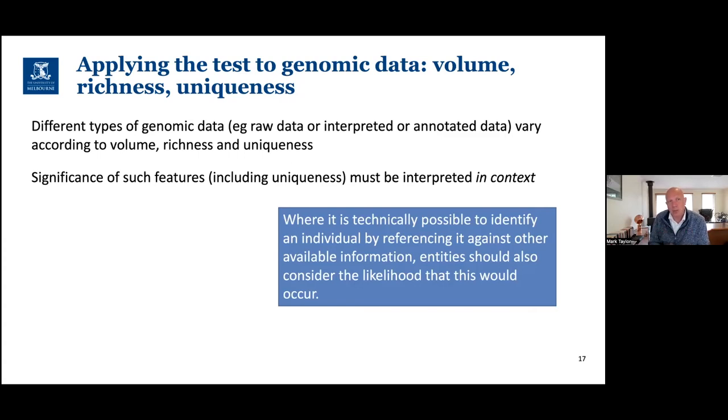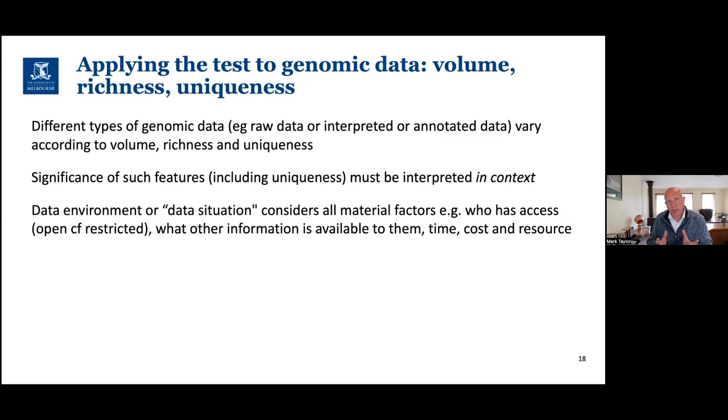But the technical possibility, the fact that it's theoretically possible, isn't enough to categorize something as personal information from a legal perspective. If an individual is not identified already, the question is whether or not they are reasonably identifiable. And you have to consider the likelihood that this is going to occur, not just the technical possibility. So you have to look not only at the data, its richness, its volume, and its uniqueness, but you must also consider the data environment or the data situation within which the data is held, considering all these other material factors, some of which I've already referred to, factors such as who has access to it.